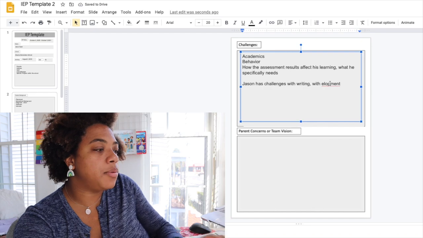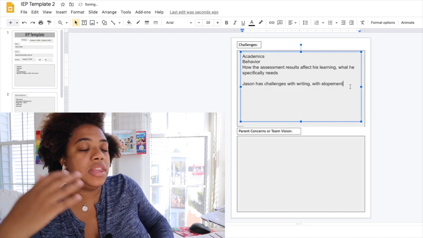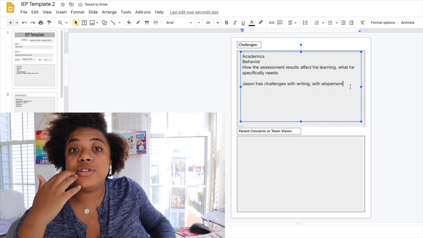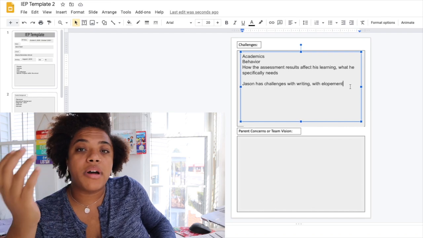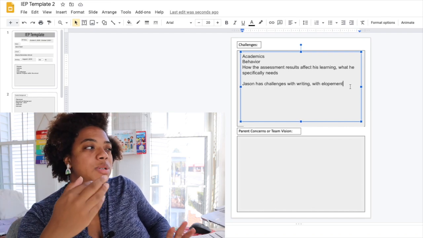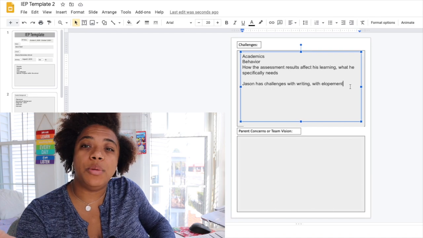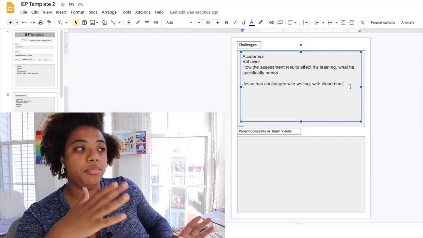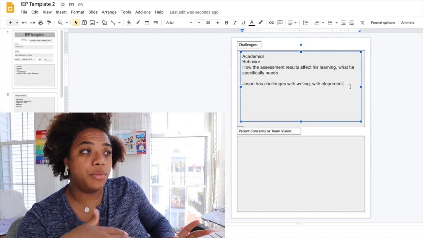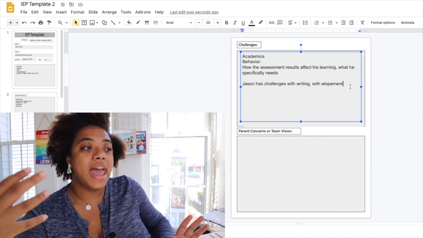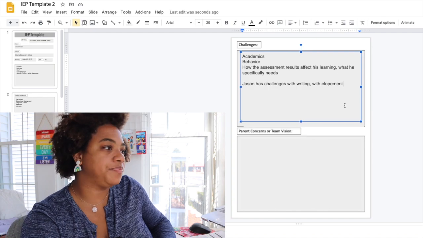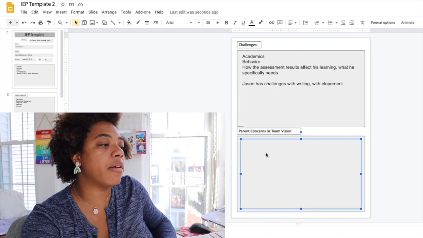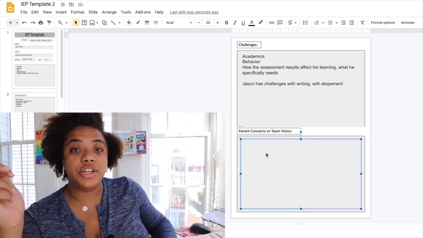I would double check with your school and the case manager or whoever is in charge of you, specifically what it is. And if there's no one that's helping you, then I would read up on some of the IEPs that were written previously at the school, and that will give you a really good idea of how they write it or what they expect. There's always an area for parent concerns and or a vision statement.